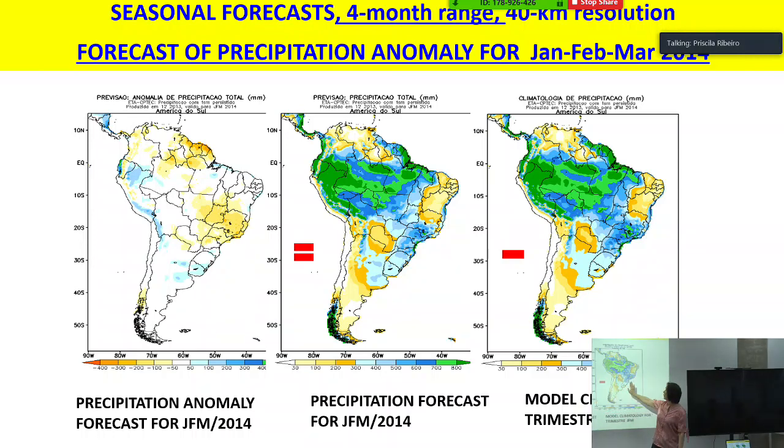So if you compare this with this, it's indicating that it will be less precipitation in this region compared to what it sees as a climate. So this is how we do for seasonal forecasts. And this is done every month. We run global model coupled with ocean, and then we do downscale at the 40 kilometers.